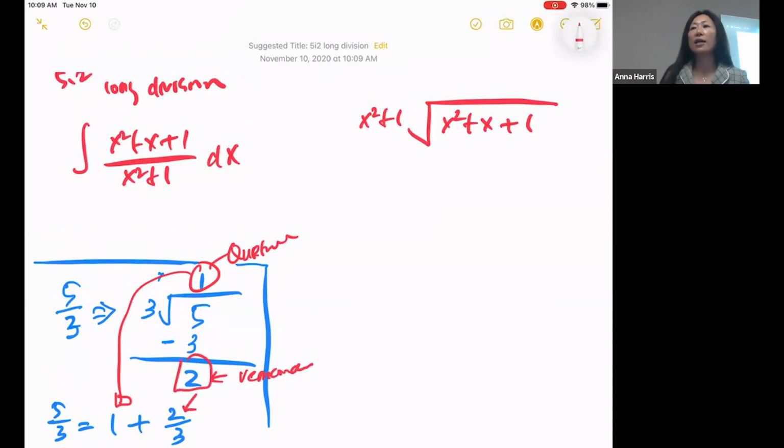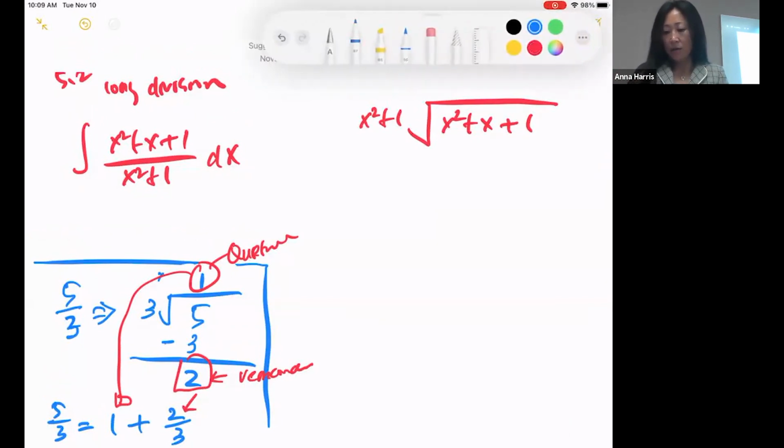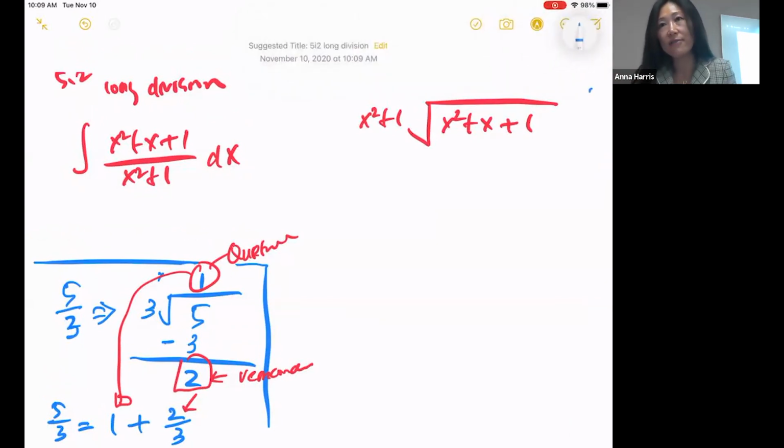All right, so we're going to do exactly the same way, using the same concept. When you do the long division for polynomials, you look at the leading terms only. x squared and x squared. What do I need to do? How many x squared goes into x squared? By multiplying by what? 1. So I put the 1 here because x squared times 1 gives me x squared.